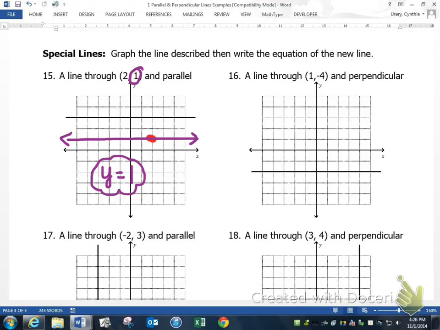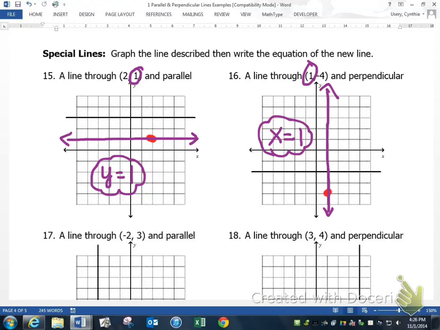If we look at number 16, it goes through (1, -4), and it's perpendicular to the line drawn. So (1, -4) would be right there. Perpendicular to that horizontal line would be a vertical line. So it's going to be a vertical line that goes through that point. Vertical lines, remember, have an undefined slope, but they do have an equation. They only go through the x-axis, and this one goes through the x-axis at 1, so the equation is x equals 1. And you could also get that number from the ordered pair. That's the x value of the ordered pair.